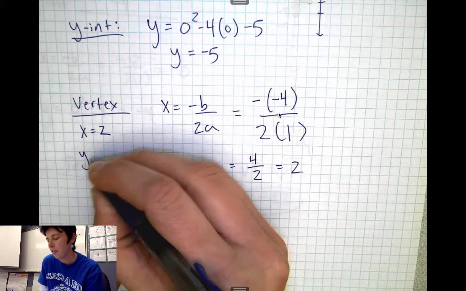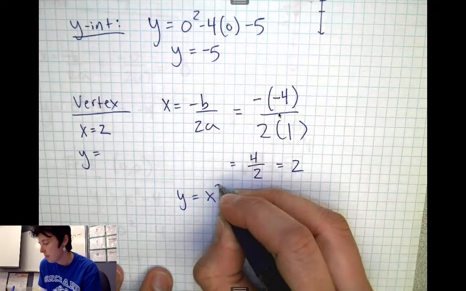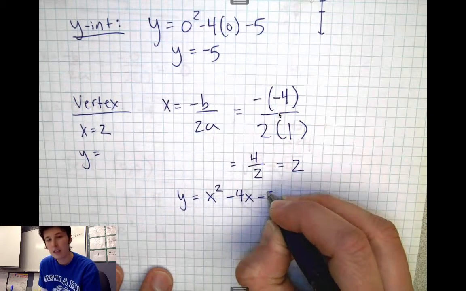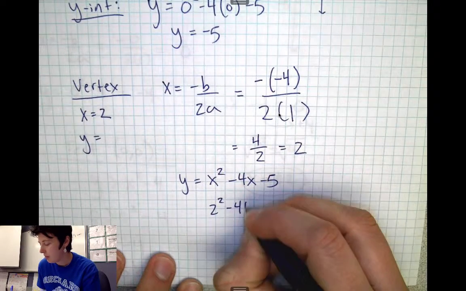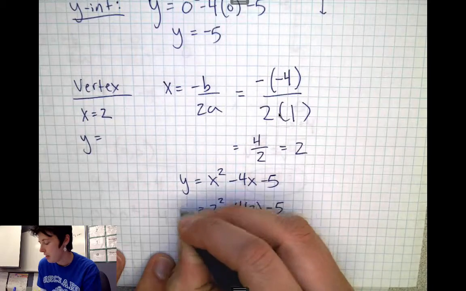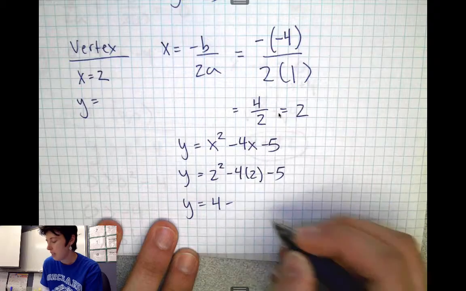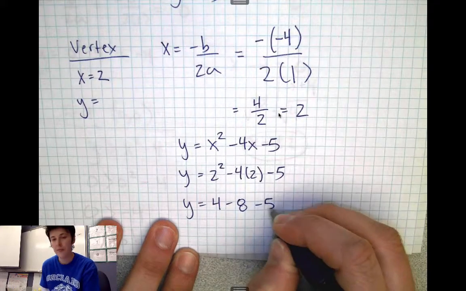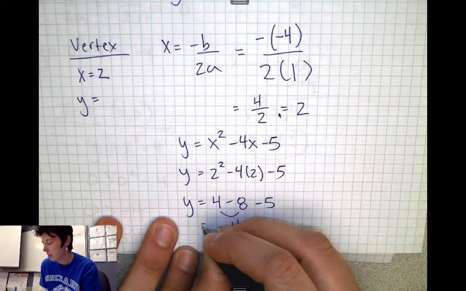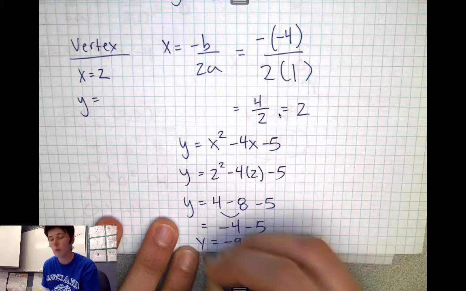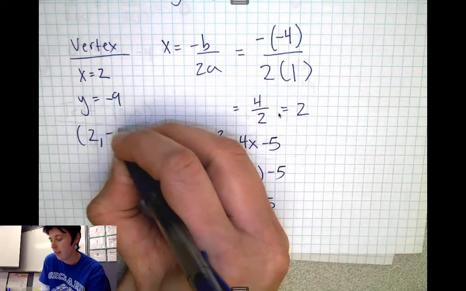What about my y value for my vertex? Where's that at? Well, y equals x squared minus 4x minus 5 is the equation, so I'm going to put 2 in there. 2 squared minus 4 times 2 minus 5 equals y. And that means y is going to equal 2 squared is 4 minus 8 minus 5. Quick math here, 4 minus 8 is negative 4, minus 5 is going to be a negative 9. Y is equal to negative 9. Okay, negative 9. So my vertex is at 2, negative 9.